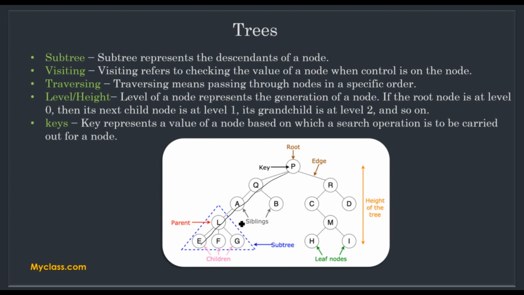So the number of edges in the longest path is the height of a tree. We can easily understand it like this. So here 1, 2, 3, 4. 4 is the height of this tree.